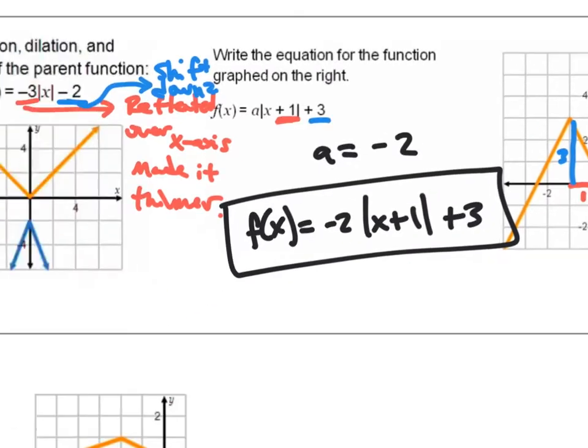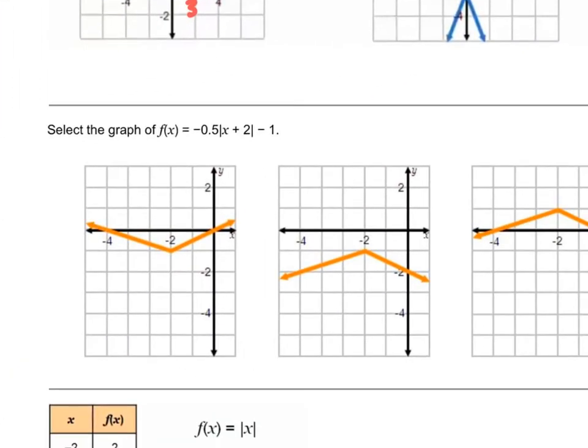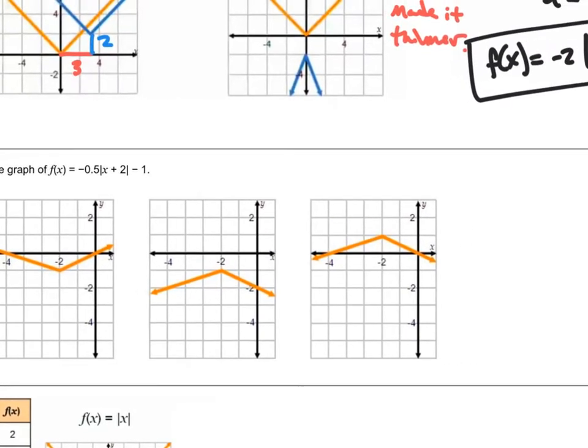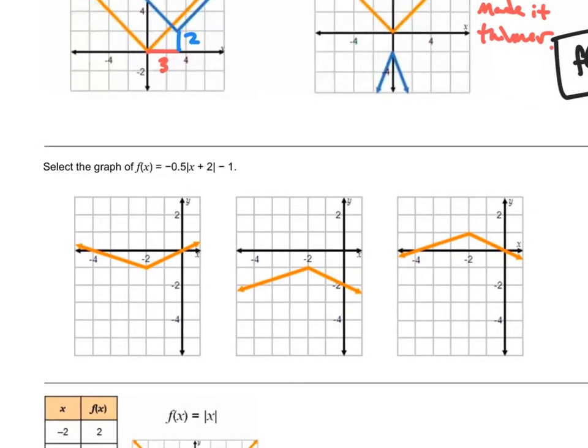All right, let's take a look at the next one. Okay, so then it says, select the graph of f of x. It's kind of a weird graph.